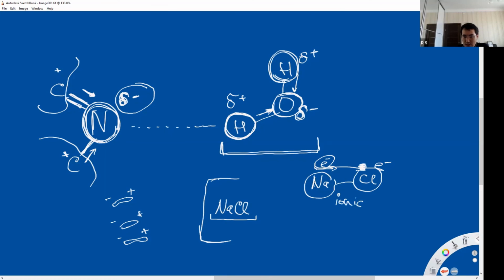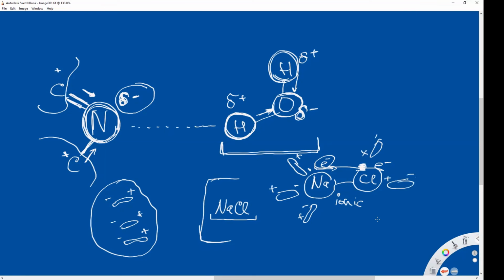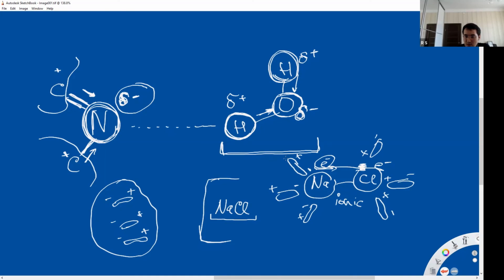But now we have a lot of these water molecules, and they start getting to sodium or to chloride. In this case, with the negative side. So again, negative side and negative side. And to chloride, it comes with the positive side. So it's plus, plus, and plus.